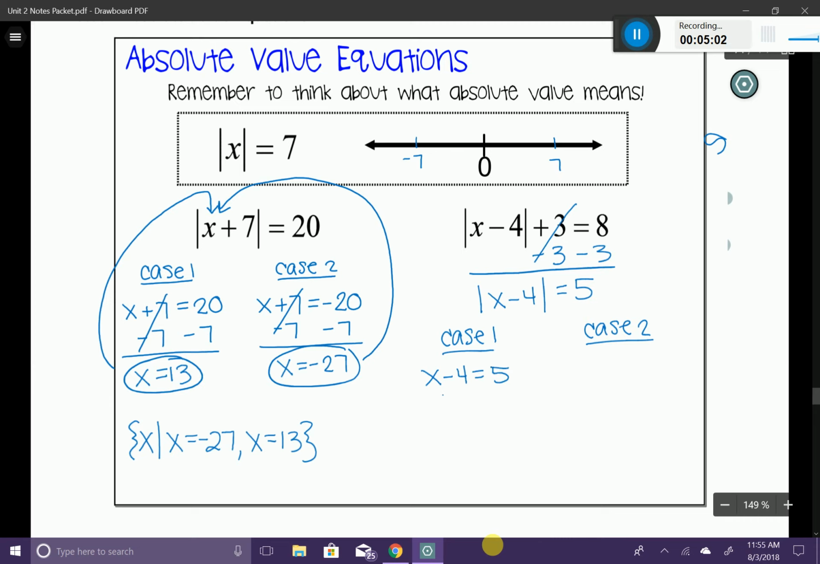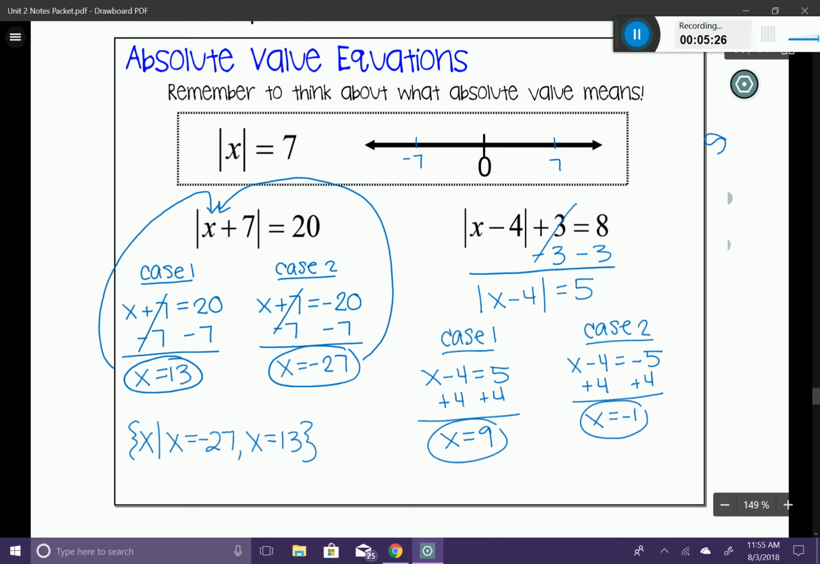And I'm going to go ahead and add 4 to both sides, giving me x is equal to 9. So 9 is one of my solutions. Case 2 is going to be x minus 4 is equal to negative 5. That's the only thing that's going to change. And I'm going to go ahead and add 4 to both sides. That leaves me with x is equal to negative 1.